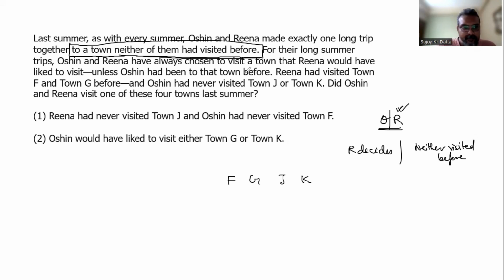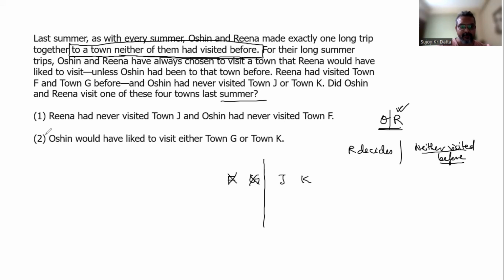It says that Reena visited towns F and G before. So that's straight away out, because we already know that neither has visited before. If Reena has already visited F and G, then definitely they did not visit F and G again. So we can just ignore F and G and focus on J and K. Now we know that O has not visited J or K. Fine. But then we don't know whether R has visited J or K. So we can neither accept nor reject on the basis of whatever is given in the statement stem. So we have J and K with us.